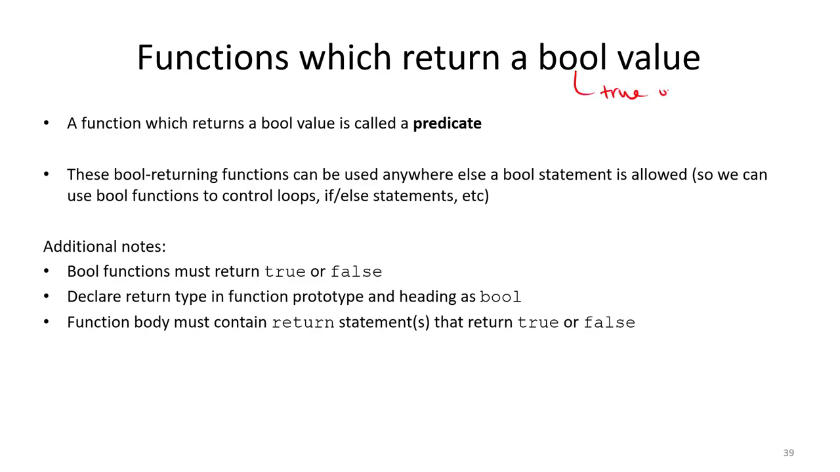So functions which return a bool, or a true or a false, those functions are called predicates. And the neat thing about functions that return a bool is that that function can be used anywhere a bool statement is allowed. So we can use a bool function to also control loops, if-else statements, and other Boolean statements in our program.